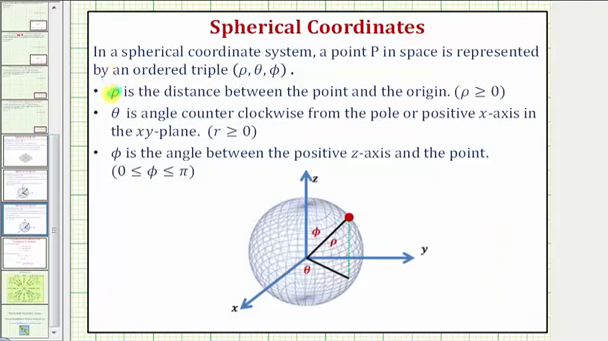Rho is the distance between the point and the origin, this distance here. Theta is the angle counterclockwise from the pole, or positive x-axis, in the xy plane, this angle here. And finally, phi is the angle between the positive z-axis and the point, which is this angle here.